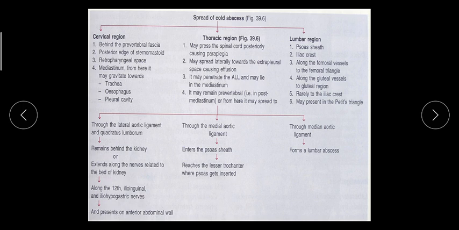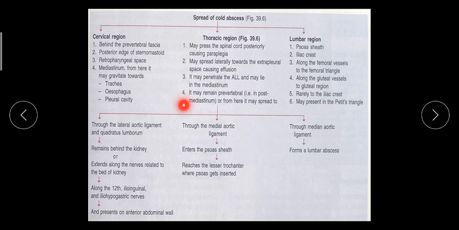Spread of the cold abscess from the cervical region: it can go behind the prevertebral fascia, it can go to the posterior edge of the sternomastoid, it can form retropharyngeal abscess. From the mediastinum it may gravitate along the trachea, esophagus or pleural cavity. In the thoracic region, it can spread posteriorly and press the spinal cord and cause paraplegia. It can spread laterally into the pleural space causing effusion.